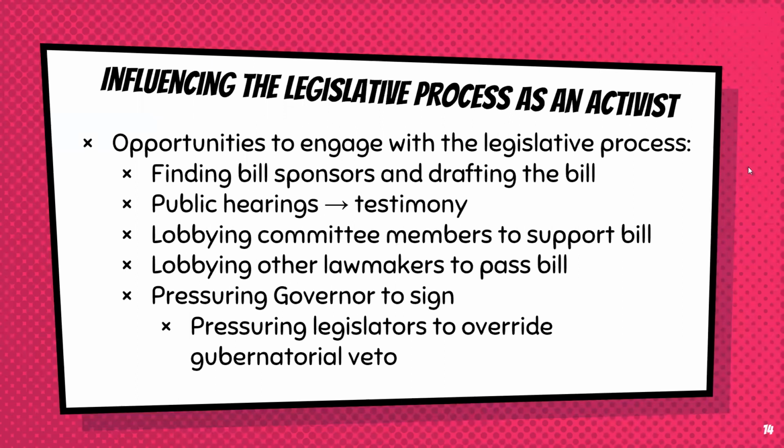The first step in exploring how a community activist can influence the legislative process is to identify the different points for engagement during that process. As we discussed in the previous slides, there are several points during the legislative process where communities can try and influence the process. First of all, activists can influence the legislative process through finding bill sponsors and drafting the bill. This provides a very real way of engaging with the development of laws and influencing the form of legislation.